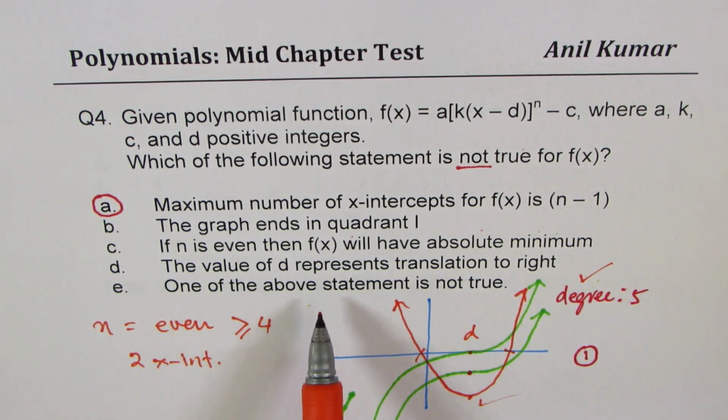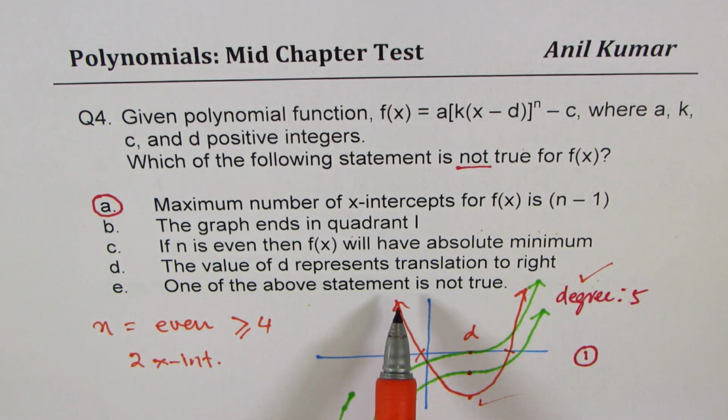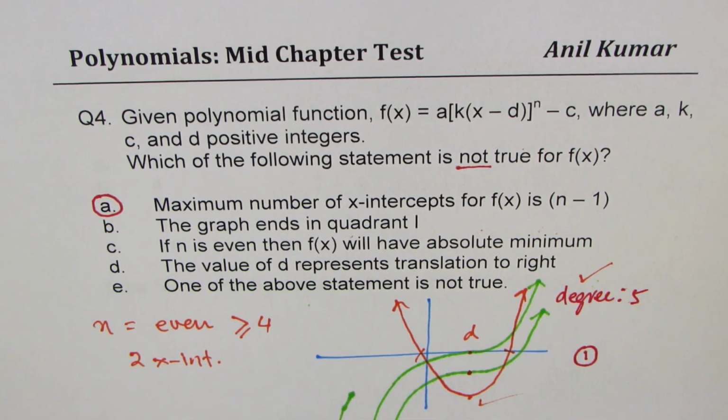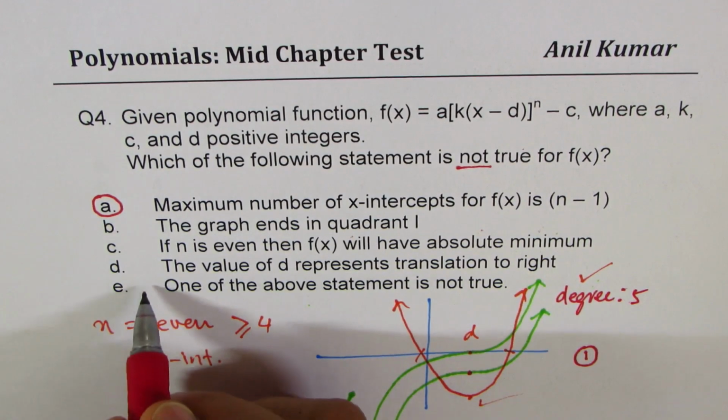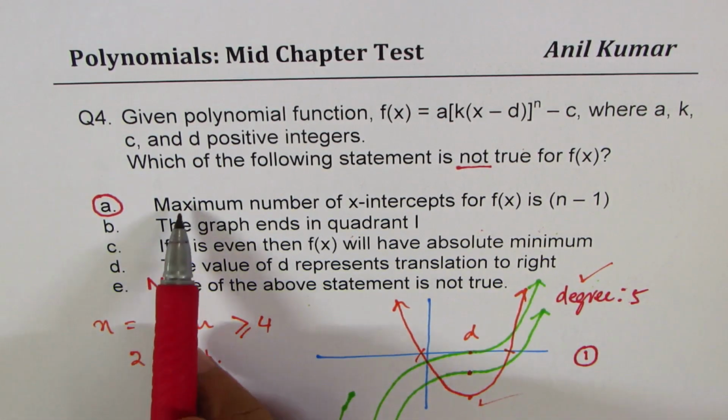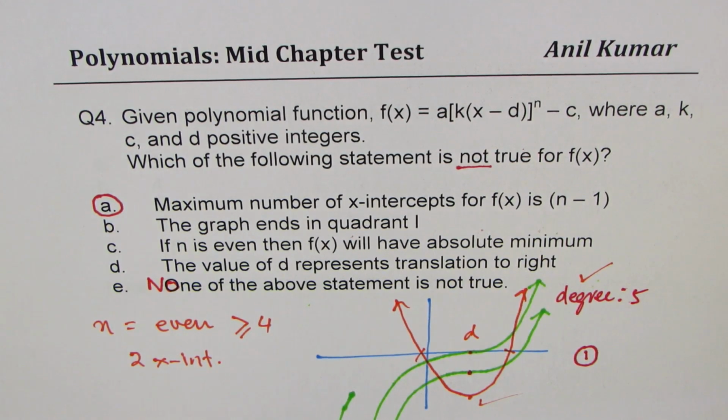The statement which is not true is actually, I wanted to write none of the above. So I wanted to write none of the above. So there's a typing error. Well, we know one of them is not true. So make it none of the above statements is not true. Okay. So that is how you could answer this. I hope it gives you a lot of insight to your learning.